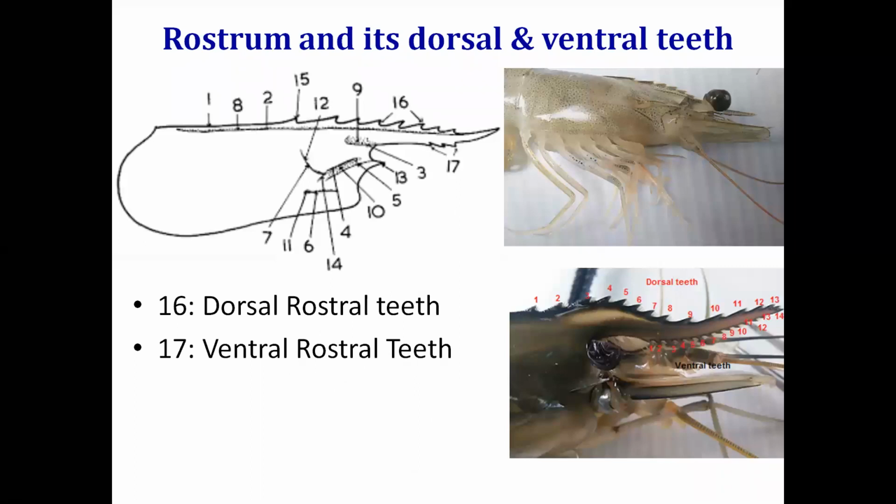Now the rostrum. If you look at the prawn, here you can see some serration, something like thorns, like spines. So this portion is the rostrum, or here in this image you can also see it clearly. This is the rostrum. Okay, so first, what is its shape like, that also defines the species type.